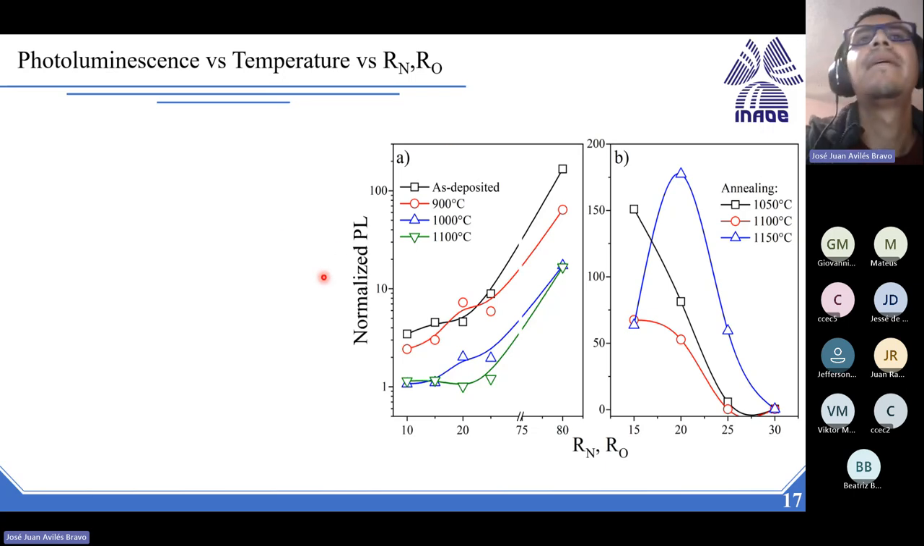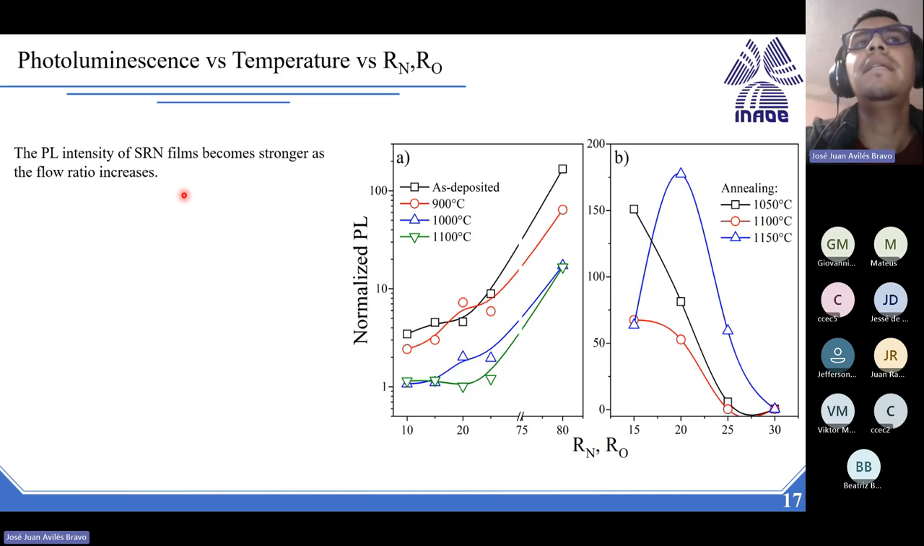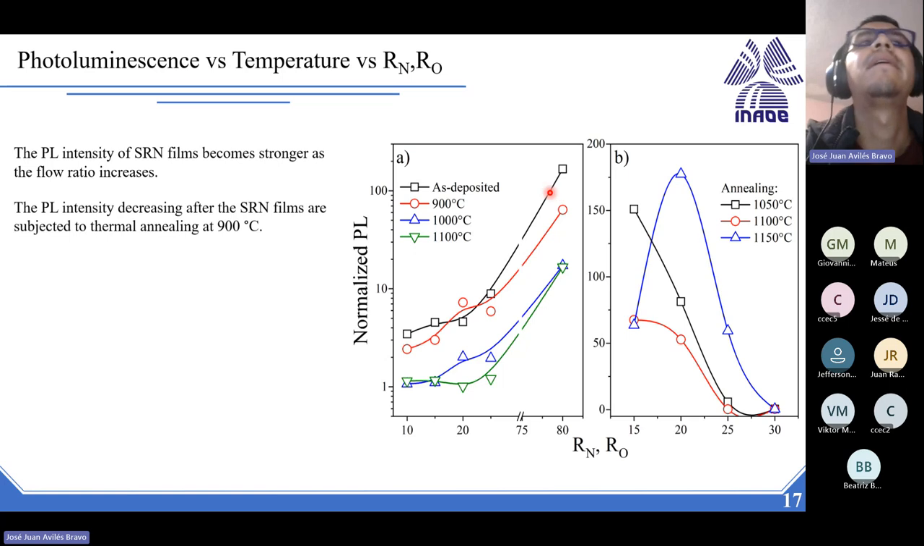This figure shows the comparison between the change of the fabrication conditions and the luminescence properties: the change in the silicon excess concentration and the change in the thermal annealing temperature. The photoluminescent intensity of the silicon-rich nitride films becomes stronger as the flow rate increases. The photoluminescent intensity decreases after thermal annealing.